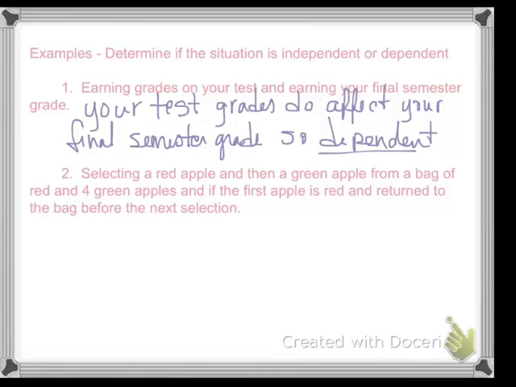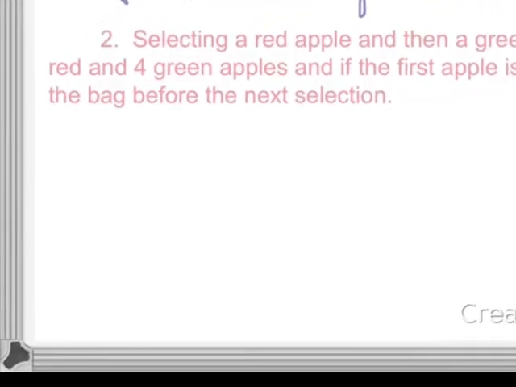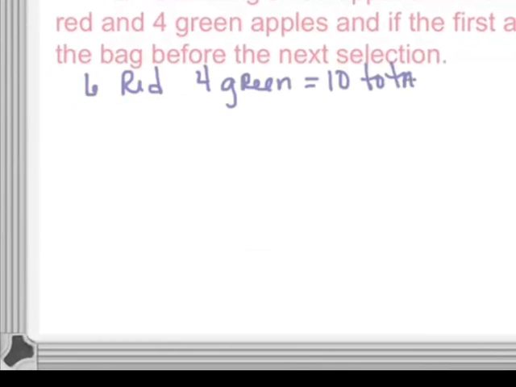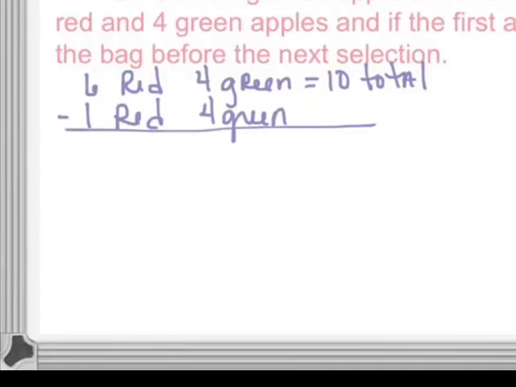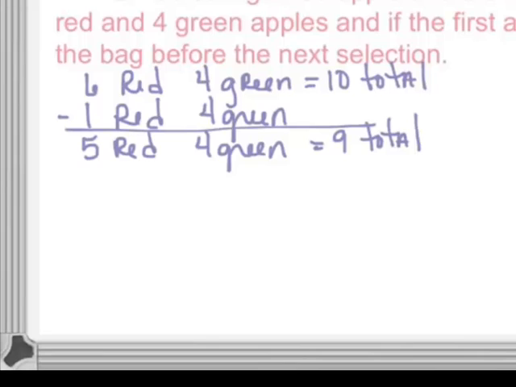Example 2 states selecting a red apple and a green apple from a bag of 6 red and 4 green apples, and the red apple is returned to the bag before the next selection. So, if you have 6 red and 4 green apples, you have a total of 10 apples in the bag. If you take a red apple out, you will have 5 red apples and 4 green apples with a total of 9 apples in the bag.